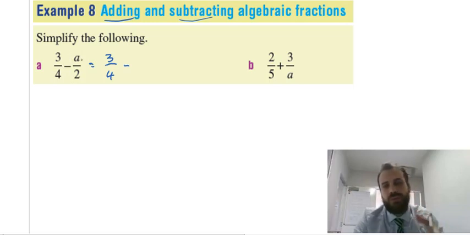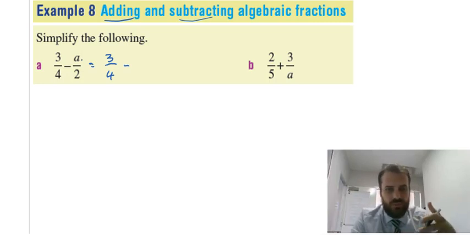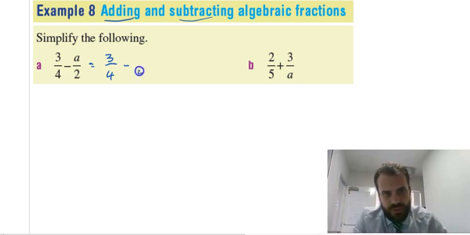Well, sorry, it needs to be multiplied by 1. And we do that by multiplying the top by 2 and the bottom by 2. If we multiply by 2 over 2, it's the same as multiplying by 1. So, 2 times 2 is 4, and a times 2 is 2a.